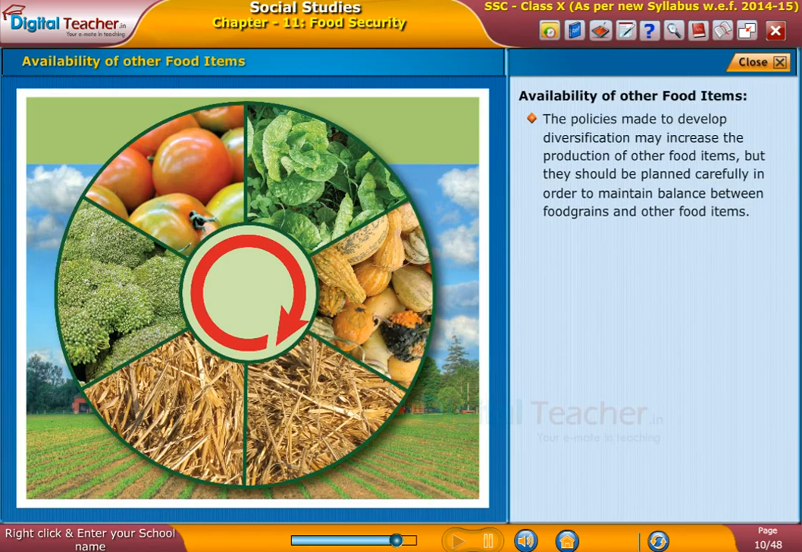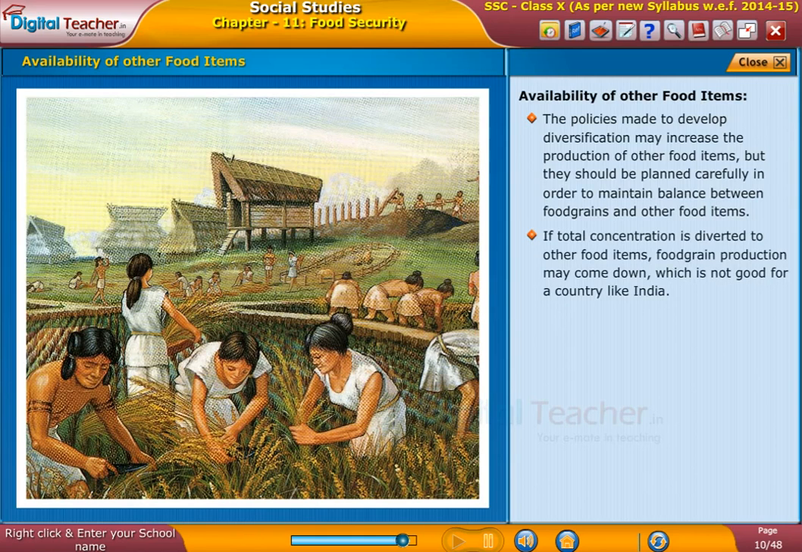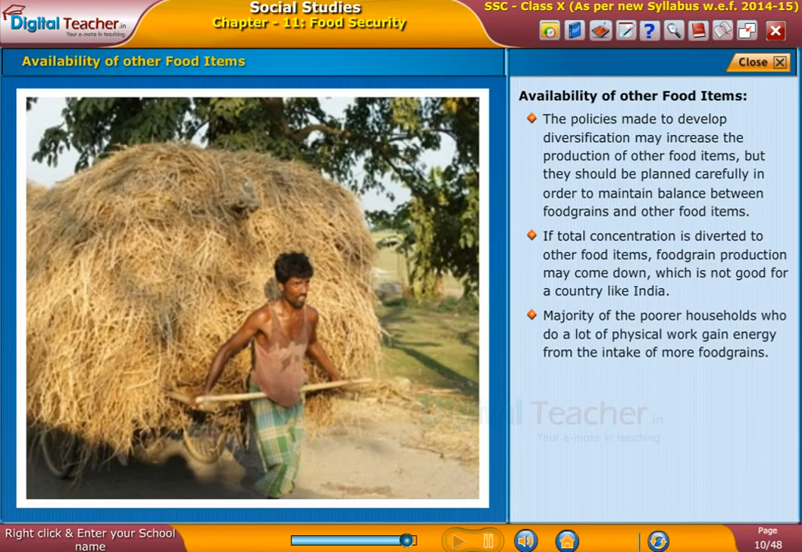The policies made to develop diversification may increase the production of other food items, but they should be planned carefully in order to maintain balance between food grains and other food items. If total concentration is diverted to other food items, food grain production may come down, which is not good for a country like India. Majority of the poorer households who do a lot of physical work gain energy from the intake of more food grains.